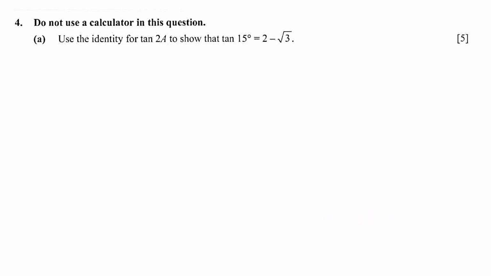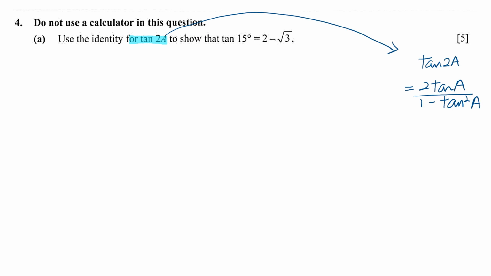In question 4, you are asked not to use a calculator. And then you are also asked to use the identity for tangent 2A and show that tangent 15 degrees equals 2 minus square root 3. Right, so let's look at what is tangent 2A. Yes, tangent 2A can be expressed as 2 tangent A over 1 minus tangent squared A.